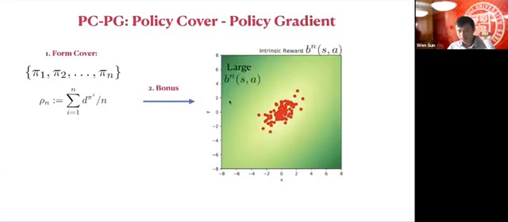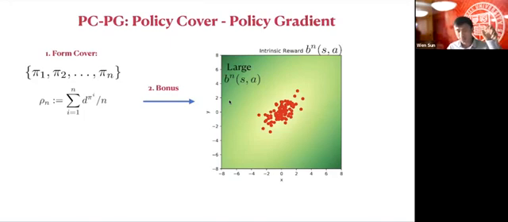And now I can design some reward bonus based on the probability of visiting a particular state action pair. For a state action pair that can be visited by the policy cover with reasonably high probability, I will assign a small reward bonus. And for those state action pairs that cannot be visited by any of the policies in the policy cover, I will give a large reward bonus. We call this intrinsic reward.